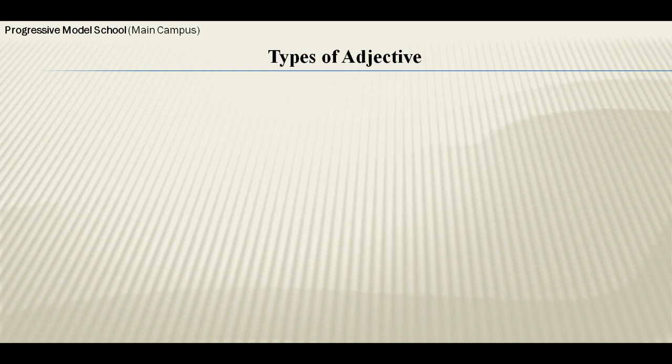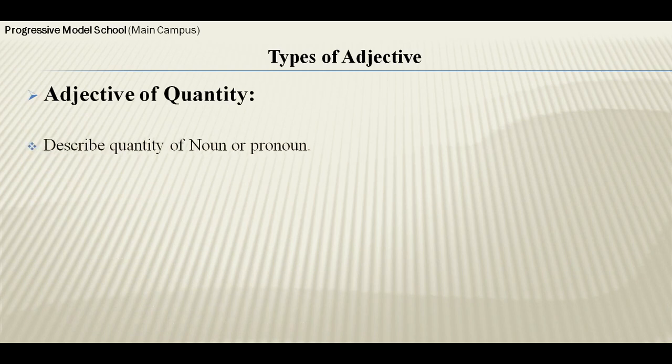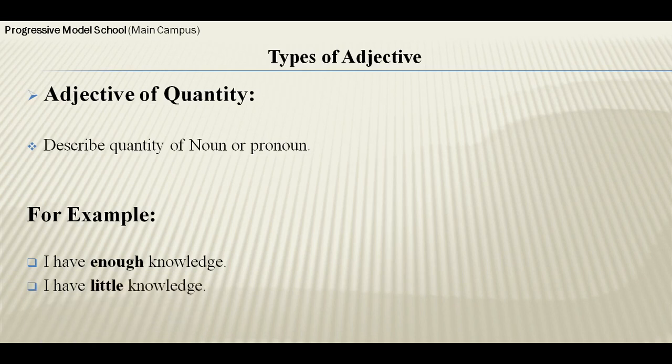So now look at the next type, that is adjective of quantity. These are words that describe the quantity of a noun or pronoun. Here, note the word quantity. For example, I have enough knowledge. Here, enough describes the quantity of knowledge that I have. Adjective of quantity generally answers the question how much in a sentence. Some more examples are, I have little knowledge, I don't have much knowledge about this matter. So the words enough, little, much define the quantity of the noun, but not in the exact amount.